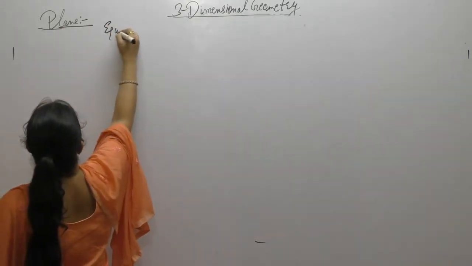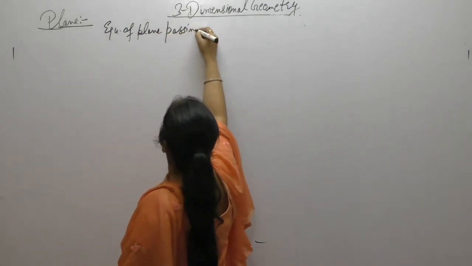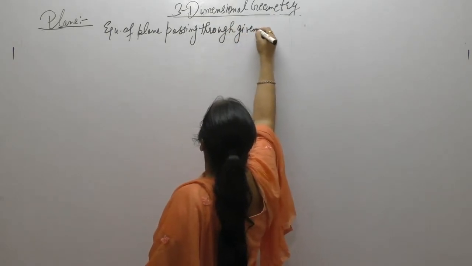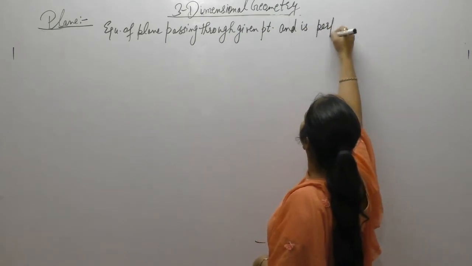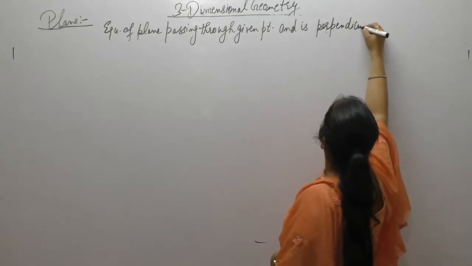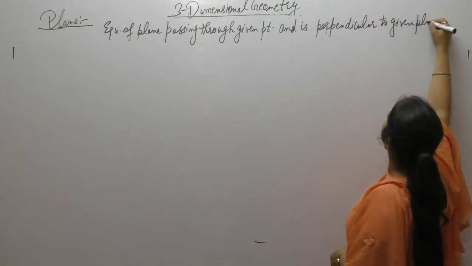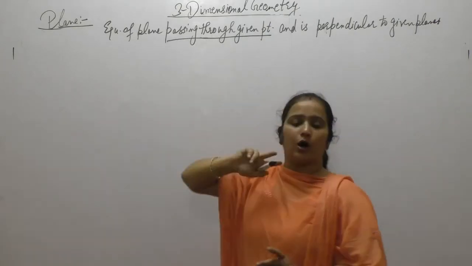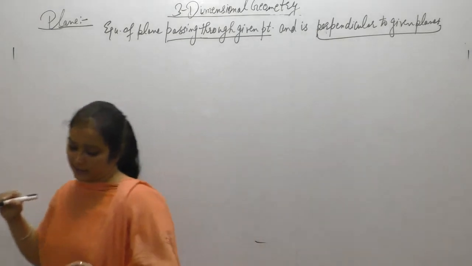Equation of plane passing through a given point and perpendicular to given planes. किसी एक पॉइंट में से प्लेन जो है पास कर रहा है और दो प्लेन्स के परपेंडिकुलर है. Then we want to find the equation of plane.